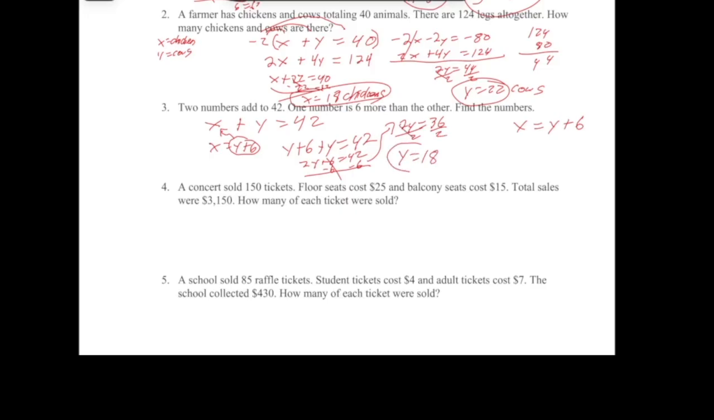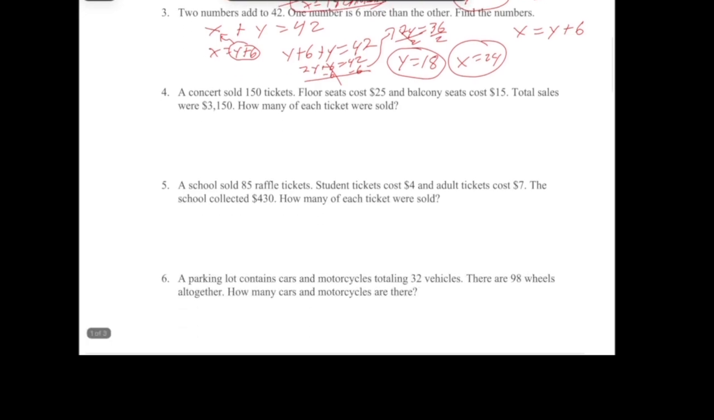Okay, so that's one number. Once I find that number, I have to find the other number. And that's going to be 6 more, which would be 24. So my x would be 24. And when I add that up, do they add up to 42? They sure do. Look, one's 6 more than the other, and they add up to 42. We found our answer. Very nice. Okay, let's go on to the next one.